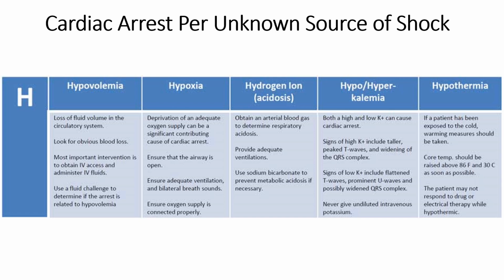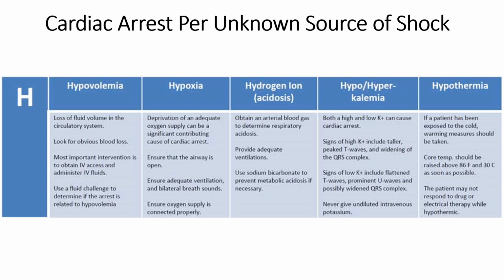Our fourth H is either hypo or hyperkalemia. We know K is so important to what? Our cardiac system, right? So both a high and low K can cause cardiac arrest. So ruling that out, taking the lab value and looking at the K results. Signs of high potassium we can see on the EKG: taller peaked T waves, and is there a widened QRS? Some signs of low K include flattened T waves, prominent U waves, and possibly a widened QRS.